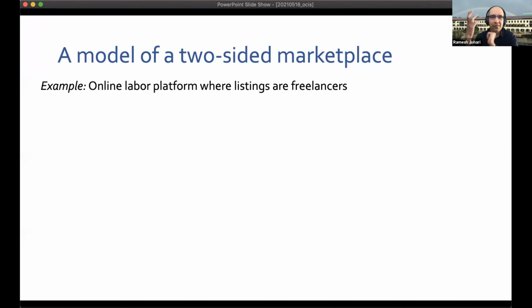Throughout, if you want an example to attach words to the things I'm talking about, you could think of an online labor platform where the listings, quote unquote, correspond to freelancers. The customers correspond to employers who come book freelancers for some amount of time, and then the freelancers become available again.